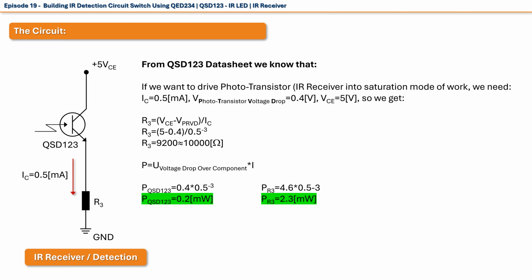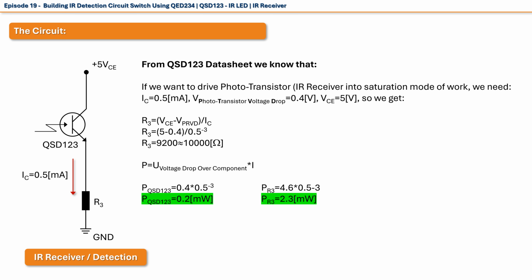Next, we have the infrared receiver part of the circuit. This part consists of the infrared receiver QSD123 and current limiting resistor R3. From the QSD123 datasheet we know that in order to drive the phototransistor in active mode of work, when using a power source of 5 volts, we need 0.5 milliamperes current and 0.5 milliwatts per square centimeter of infrared light.